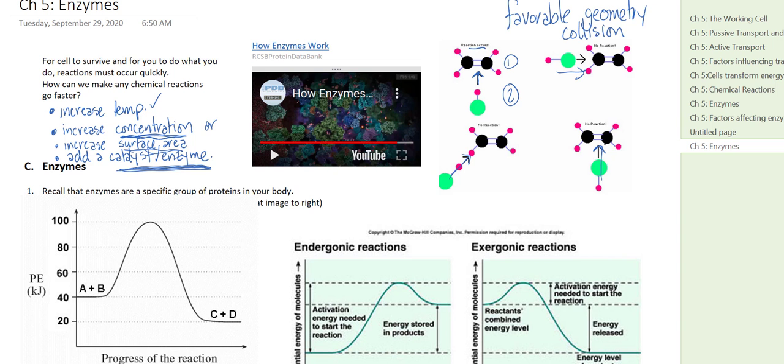So where do enzymes come into this? If you recall from the video, enzymes have unique shapes that allow them to bind onto the reacting molecules and orient them in such a way as to provide that favorable collision.